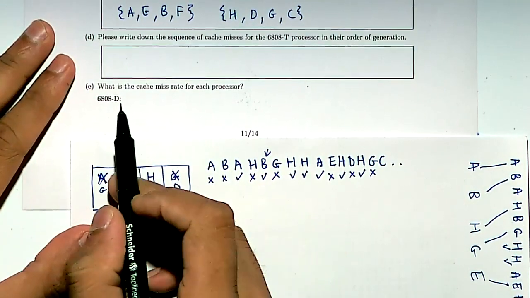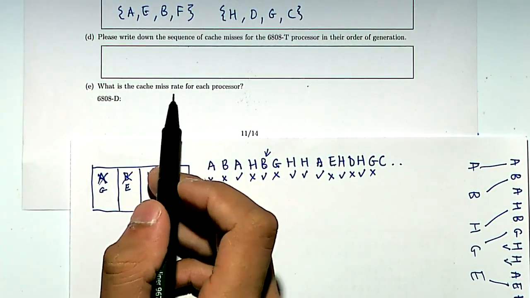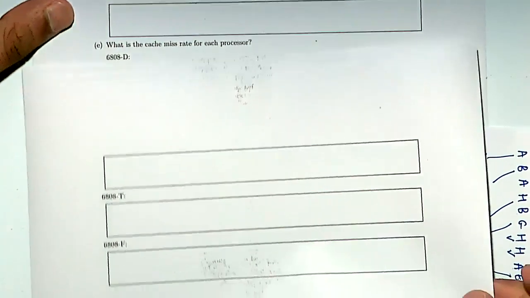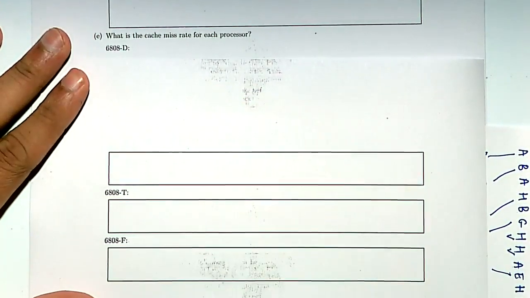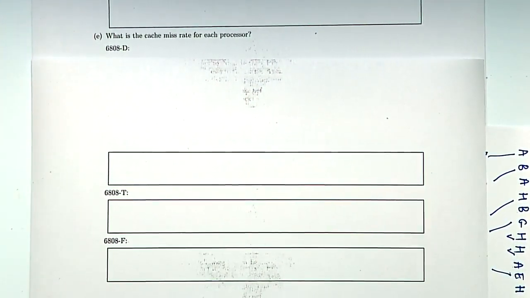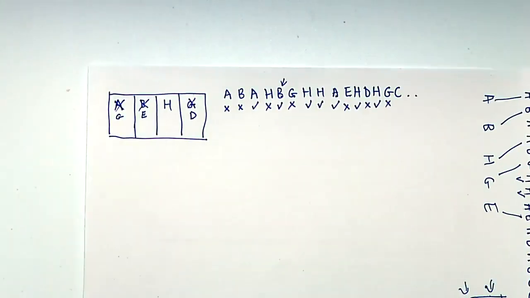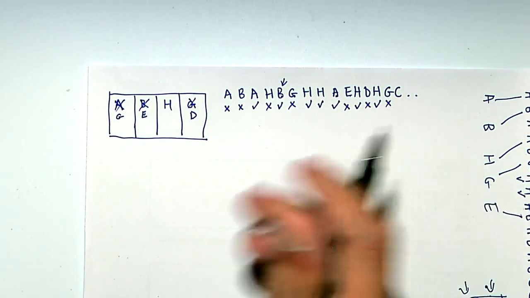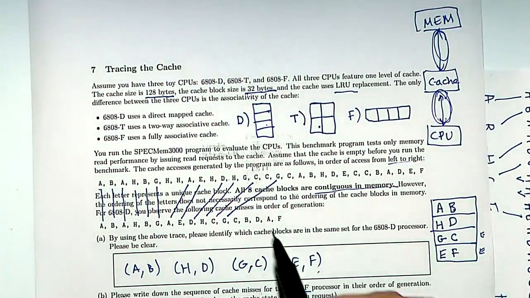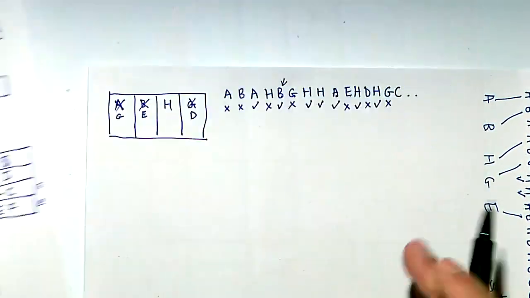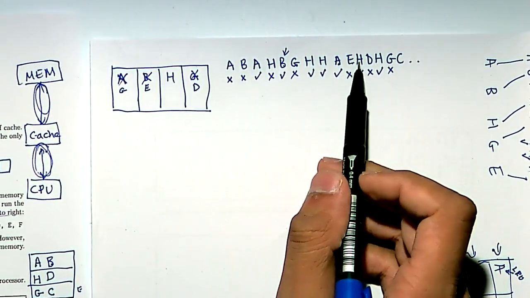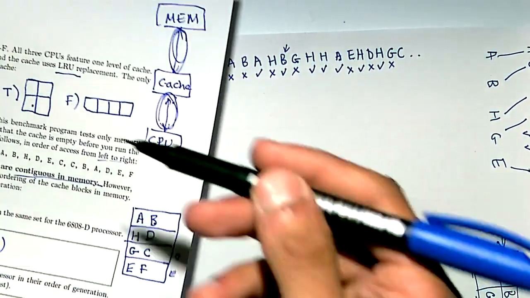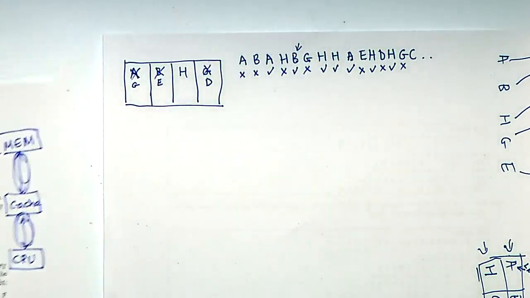So then, the last part of this question asks you, what is the cache miss rate for each processor? So they're asking us for D, T, and F. And so we've already done all this work, actually. If we look at this sequence right here, we know exactly how many hits and how many misses we get. They give it to us for the direct mapped cache, so we don't have to do that. We now know it for the fully associative cache, and we would have just done it for the two-way cache. And so we have all that information.